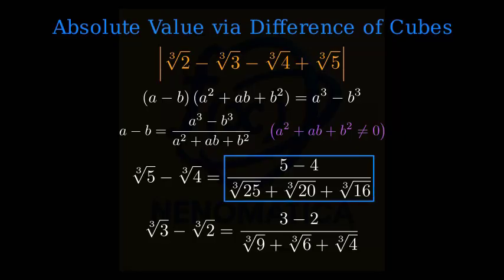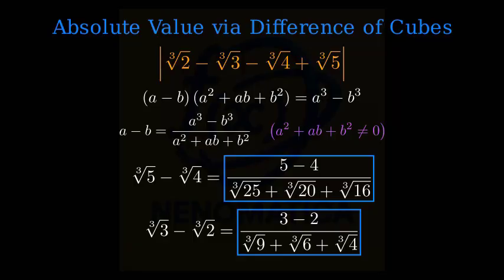First, cube root of 5 minus cube root of 4. That equals 5 minus 4, all over the sum of three cube root terms: cube root of 25 plus cube root of 20 plus cube root of 16. Next, cube root of 3 minus cube root of 2 equals 3 minus 2 over cube root of 9 plus cube root of 6 plus cube root of 4.